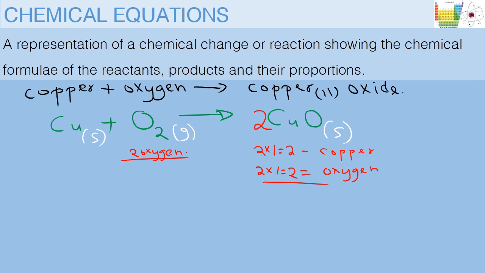But now we have upset the equation by having 2 copper atoms on the product side and only 1 on the reactant side. So we balance it by adding a 2 before copper. And therefore now we have 2 copper atoms. And therefore our equation is balanced and our balancing friend is very happy.